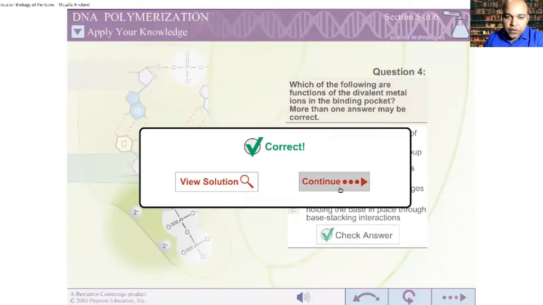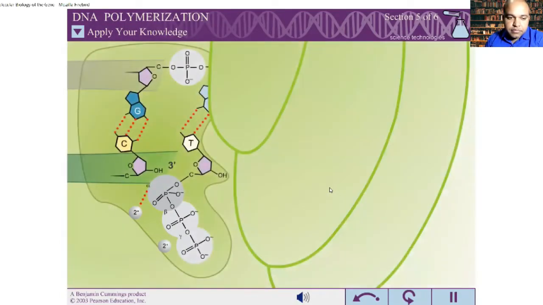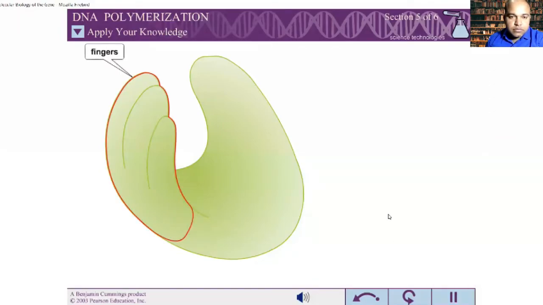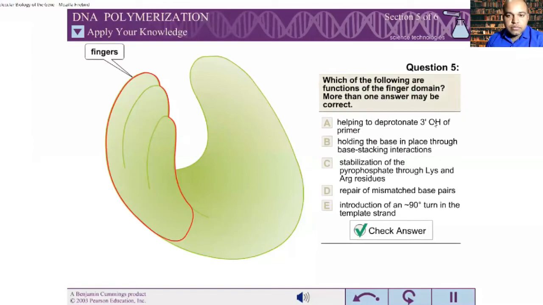Correct. Moving forward. The protons are being removed by the metal ion. Then the negative charge on the pyrophosphate is also being neutralized with the help of the metal ions. Moving forward to the next question. Question 5. Which of the following are functions of the finger domain? More than one answer may be correct.